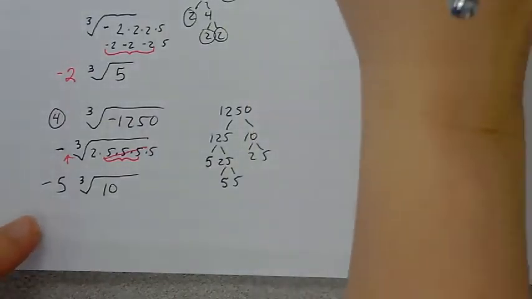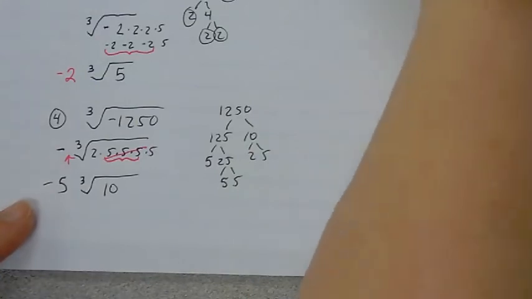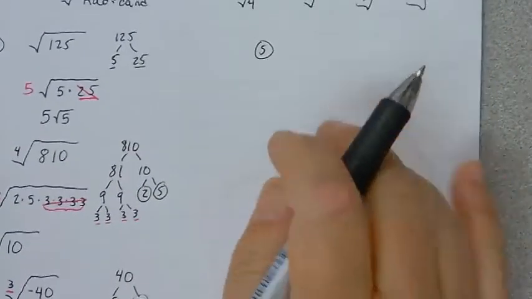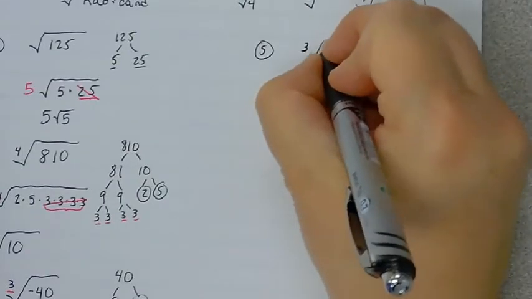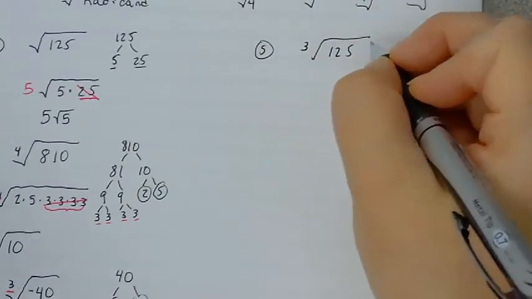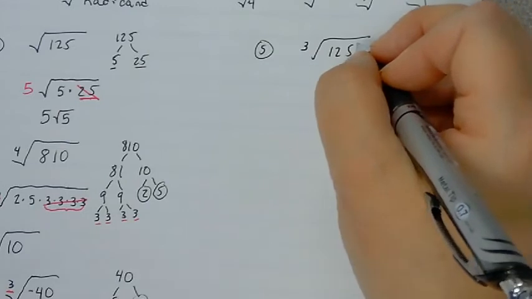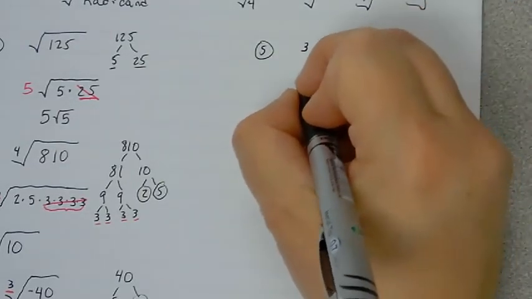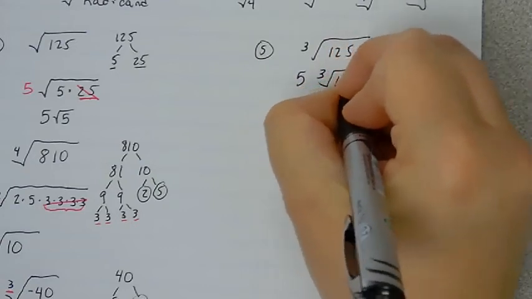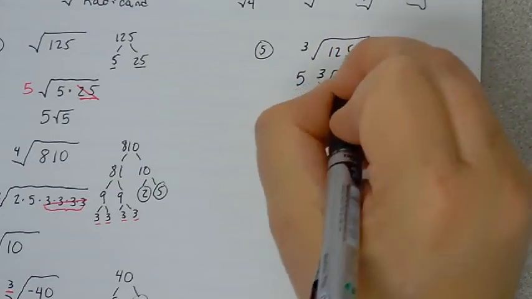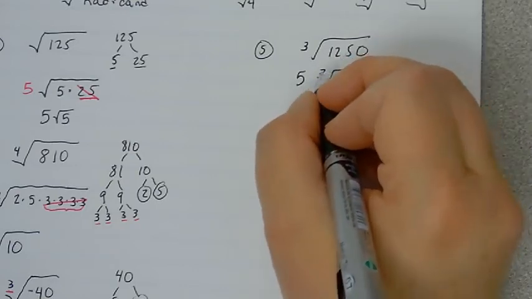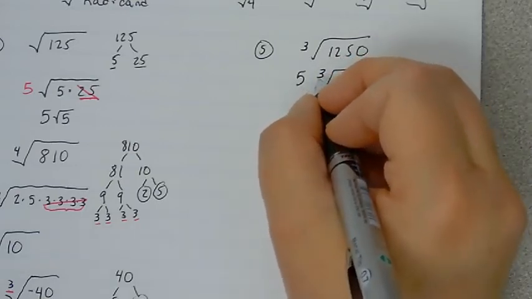What if this was a positive 1250? So let's go back up here at the top. If it was a positive 1250, then my answer is going to be positive. Before we had -5 cube roots of 10, but now it's just going to be positive 5 cube roots of 10. If it's positive in here and this is odd, our answer is positive. If it's negative in here, then our answer is negative.